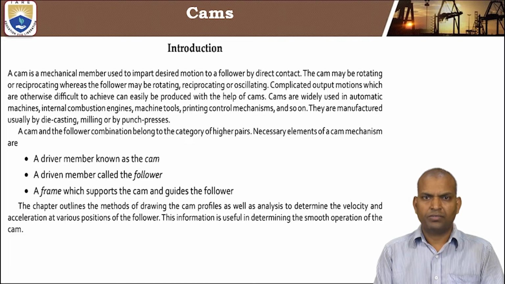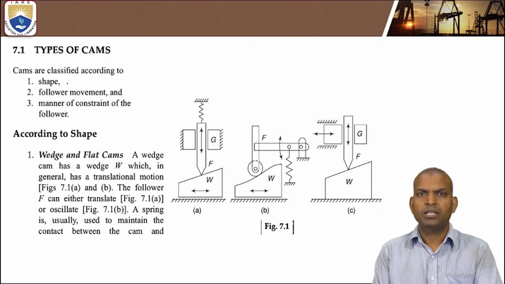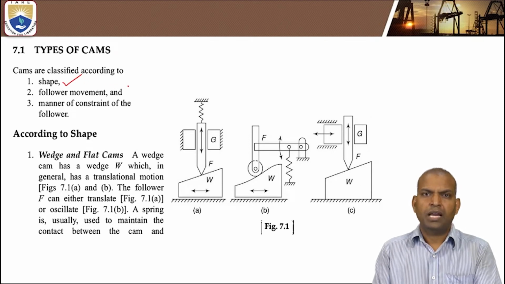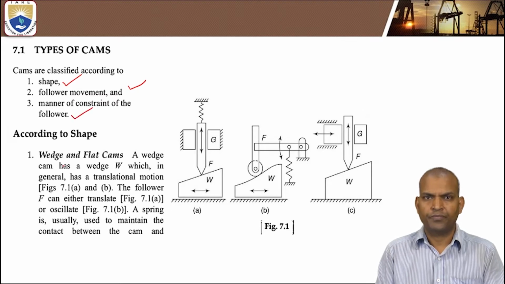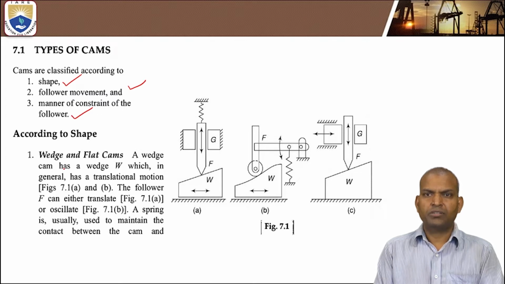In the introduction, we saw that cams are classified based on three categories. Number one, according to the shape, the follower movement, and the manner of constraint of the follower. According to the shape, the first type is called wedge or flat cams. Figures A, B and C represent the different wedges.